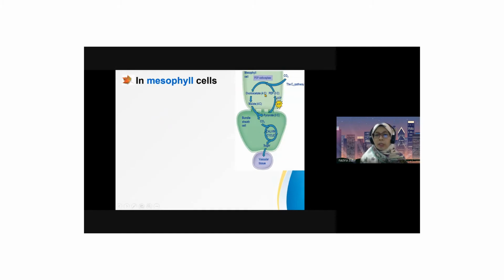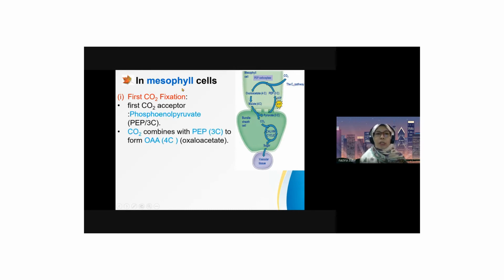First, the mesophyll cells, where the first carbon dioxide fixation occurs. So first, we have the carbon dioxide acceptor, which is PEP or phosphoenolpyruvate. PEP consists of 3 carbon, and it adds with carbon dioxide, which consists of 1 carbon, and then it produces oxaloacetate with 4 carbon in the presence of the PEP carboxylase enzyme.